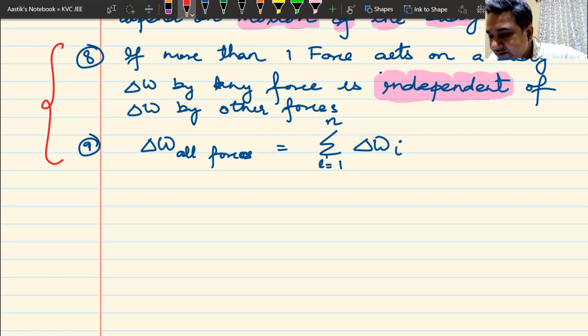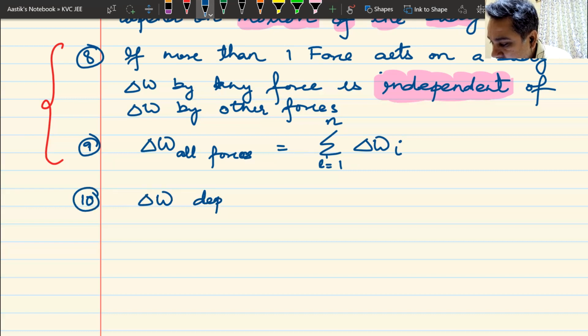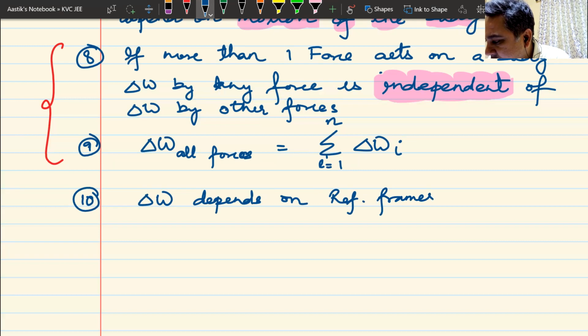Do we understand this? Can I have some raised hand that we understand this? Great. That takes us to the 10th point. Work done by a force depends on reference frame. It depends on your reference frame. Now, why does it depend on the reference frame?